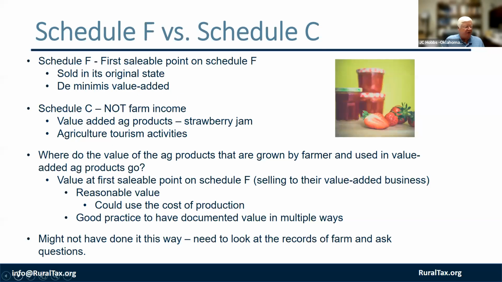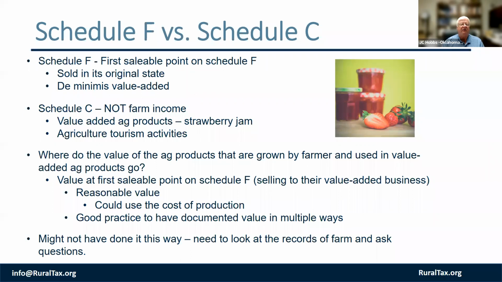The Schedule F versus Schedule C. We talked about the de minimis items. The Schedule F looks at sales from the farm at their first sellable point. A good example would be milk. As long as it's raw milk, that's its first sellable point. But if we turn that into cheese, then we've got a value-added process that moves to Schedule C.